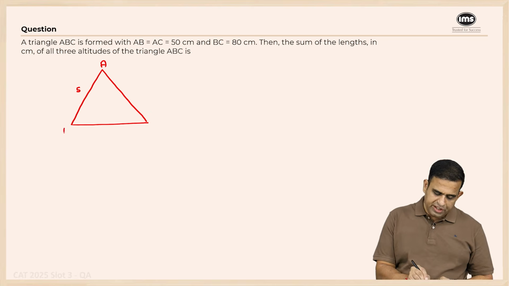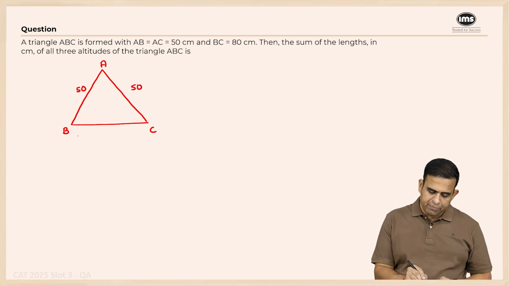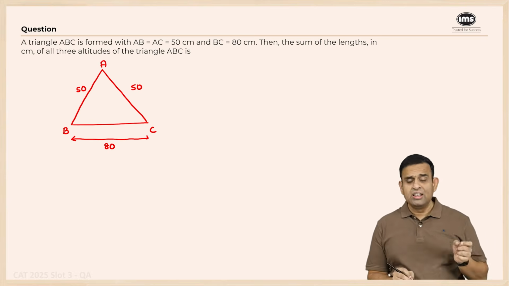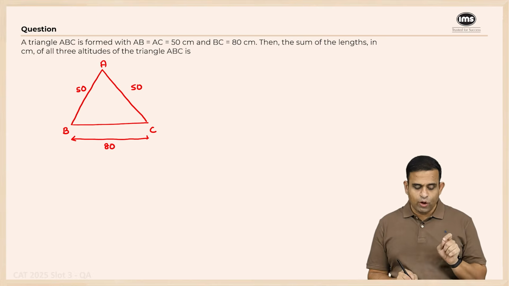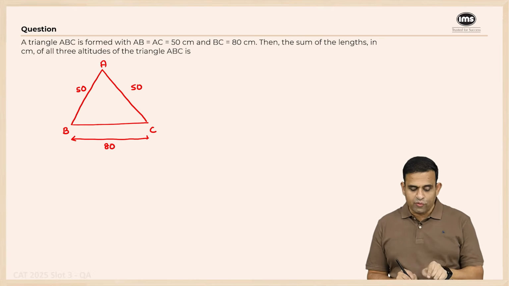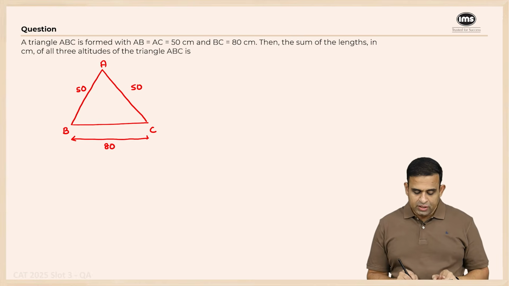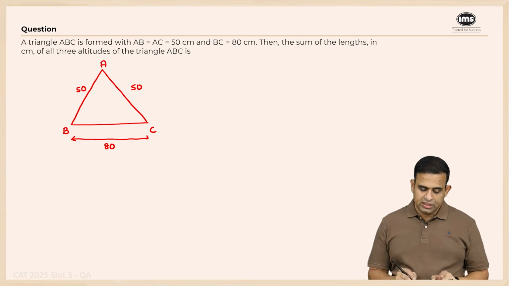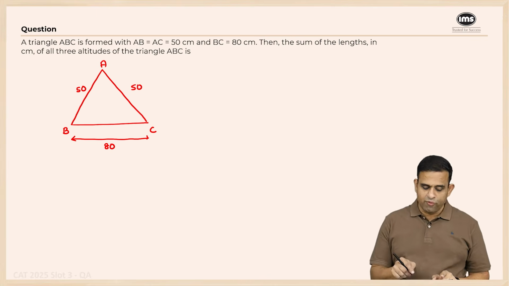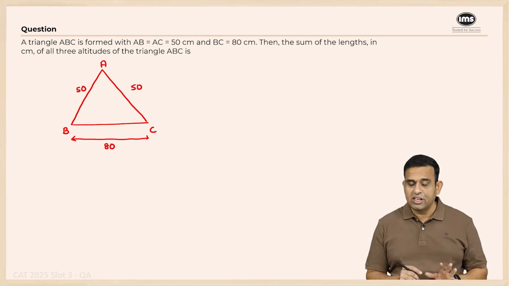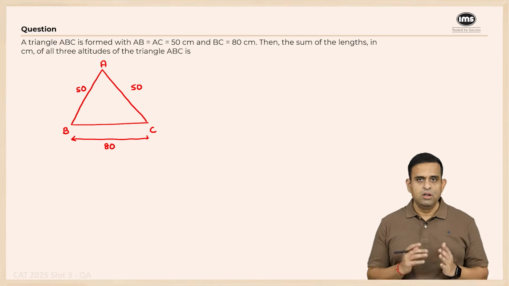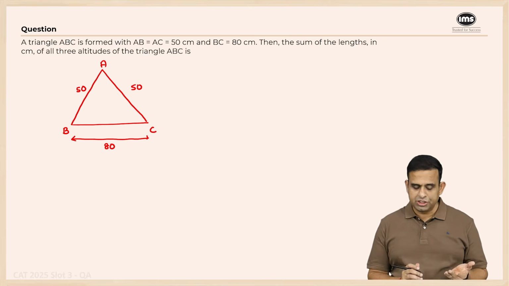AB equal to AC, 50, 50 and BC is equal to 80. The question says the sum of the length in centimeter of all the three altitudes of the triangle ABC. So understand, in this particular context, the altitudes dropped from C on AB and, let's say, B on AC are both going to be of the same length. So I will find one of them and that will be sufficient.